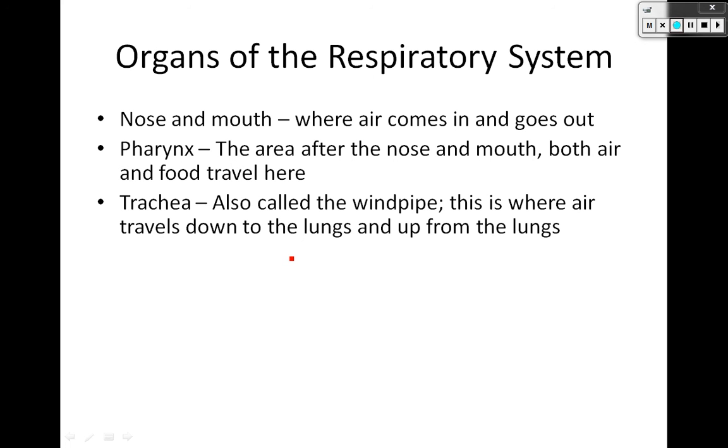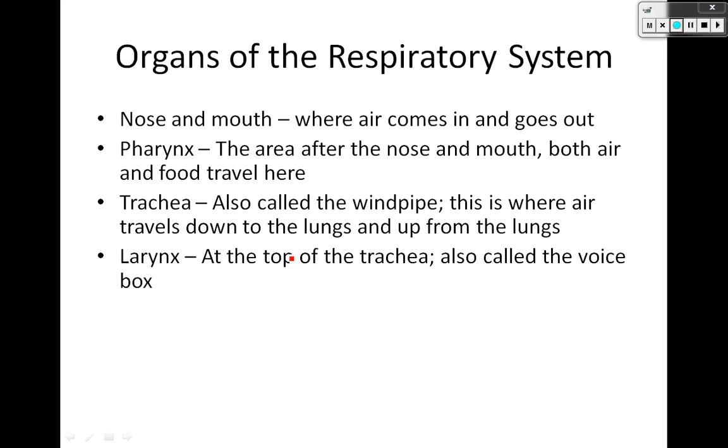Sometimes if you're choking on something, especially like a little water, people will say, oh, did it go down the wrong pipe? That's what they're talking about. They're talking about, did it go down your trachea into your windpipe? And this is where air only, unless you're choking, travels down to the lungs and up from the lungs.